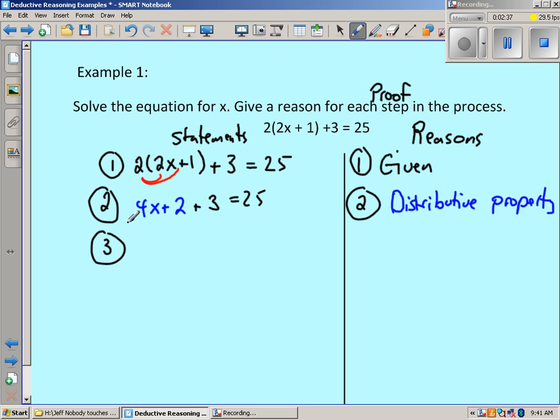In step 3, I'm going to combine like terms, and you'll notice that the 2 and the 3 are like terms, so I'm going to combine those together. I'll leave the 4x alone. As you can see, I'm just going along and solving the problem as I would normally in an algebra problem, but over on this side I'm giving a reason for what I did. I'm combining like terms.